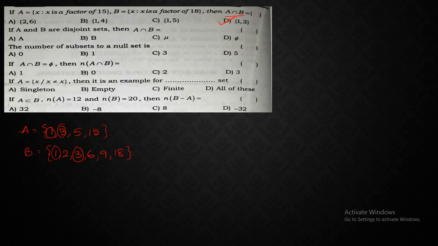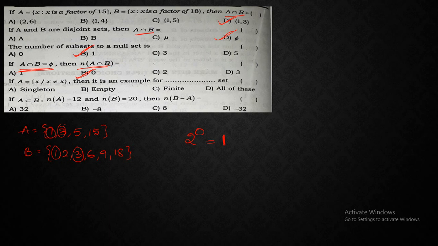If A and B are disjoint sets, then what is A intersection B? If they are disjoint, then A intersection B is the empty set. Number of subsets of a null set: the null set contains how many elements? 0 elements. So the number of subsets is 2 power 0, which gives me 1. So the answer is 1. If A intersection B is the empty set, that means they are disjoint sets, and n of A intersection B is equal to 0.